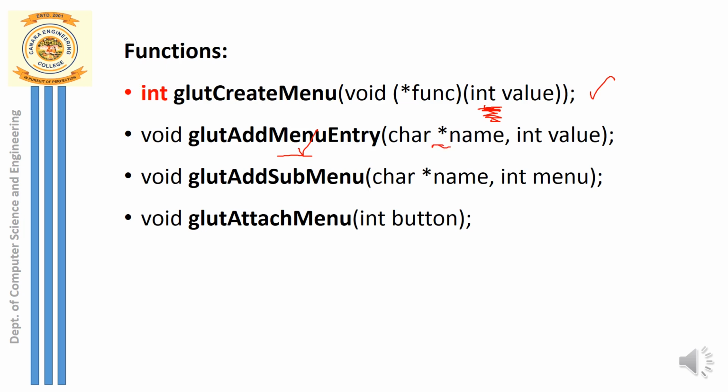The first parameter that you pass is the name or the label that you assign for each menu entry, and next the corresponding value. So a unique ID is assigned to each of the menu entries. Like in my previous example, red, green, blue, yellow are the 4 entries. Red is the name, and the corresponding ID you assign to each. So it's a continuous number. Red will get value 1, green will get value 2, blue will get value 3, and yellow will get value 4. These continuous numbers are assigned to each of the menu entries.